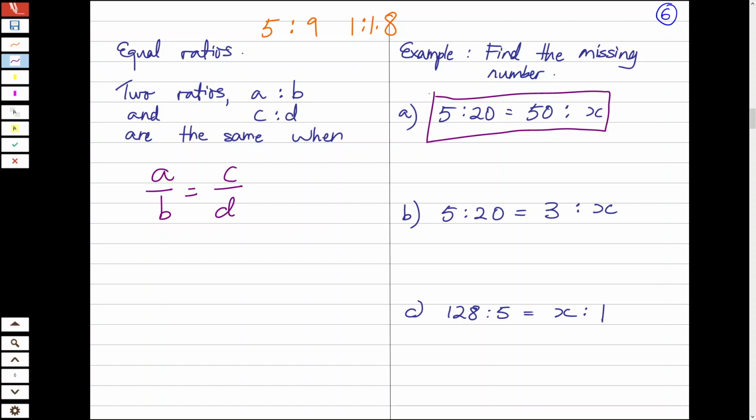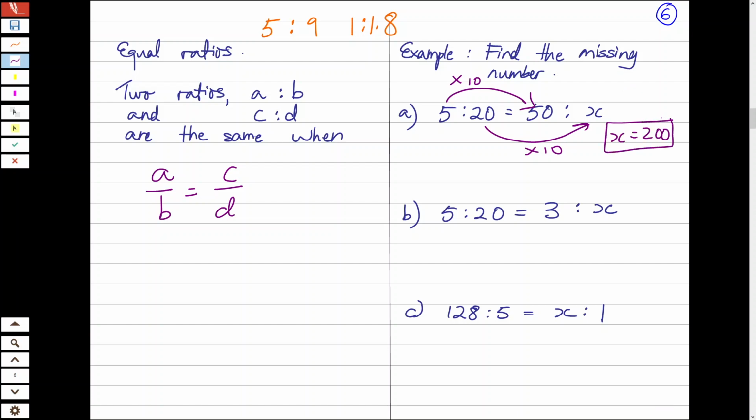All right, what's your reasoning behind 200? Multiplying by 10 with each number. Yeah, times 10. The first number, and then 20 times 10. So can you see here, I've multiplied both numbers from the left by 10. Okay, so x is 200 by this reasoning, because to go from 5 to 50, I have to multiply by 10. Therefore, to go from 20 to x, I have to multiply by 10 as well. So x is 10 times 20.